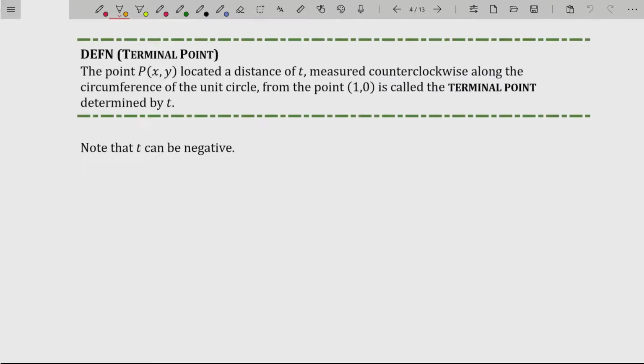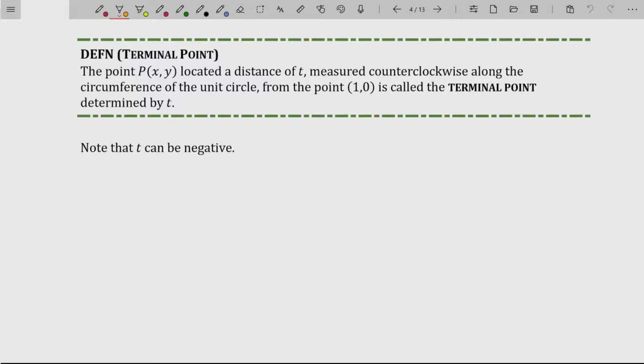Sorry about that. And now we get to a definition that is critically important for us to understand, the terminal point. So the point P of xy, which is x comma y, located a distance of t measured counterclockwise along the circumference of the unit circle from the point 1, 0 is called the terminal point determined by t. This is core to the unit circle definition, and a picture is worth 1,000 words.